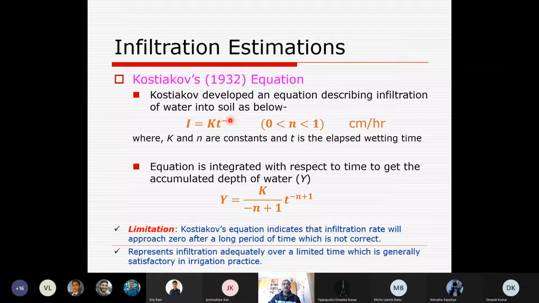K is a property of soil and N defines the type of soil. K and N are constants, and T is the elapsed time in minutes. So time in minutes, K and N relate to the rate of infiltration. I is the infiltration rate in centimeter per hour.